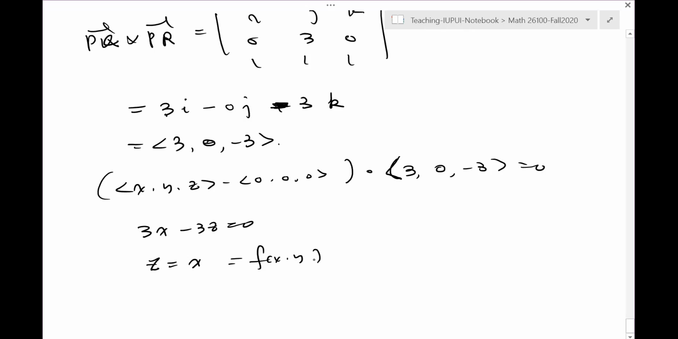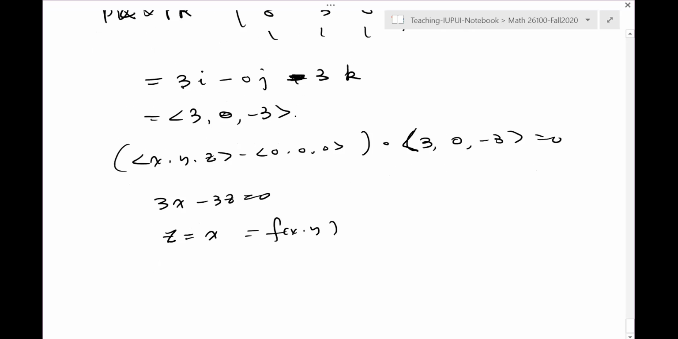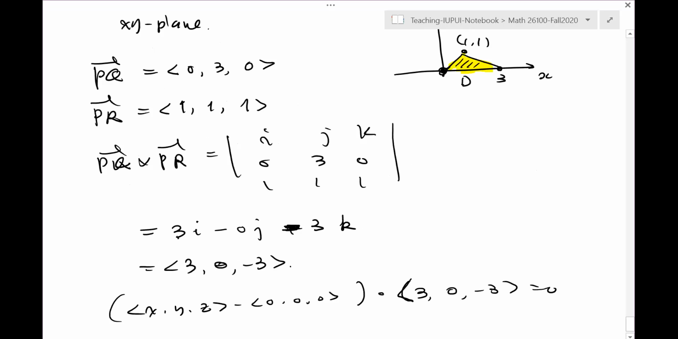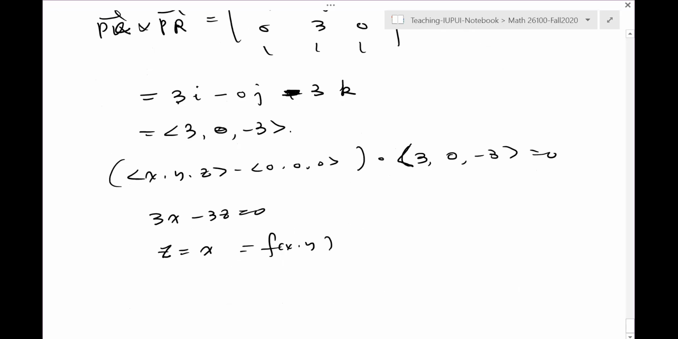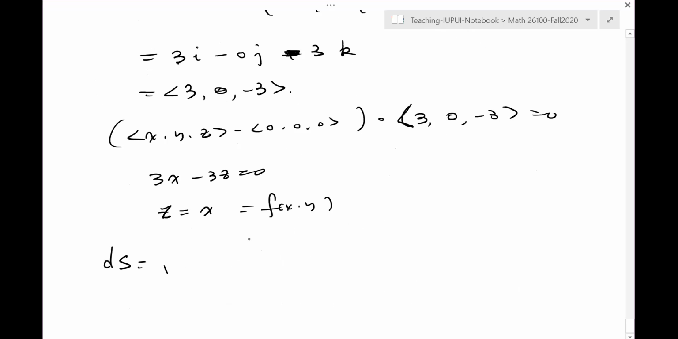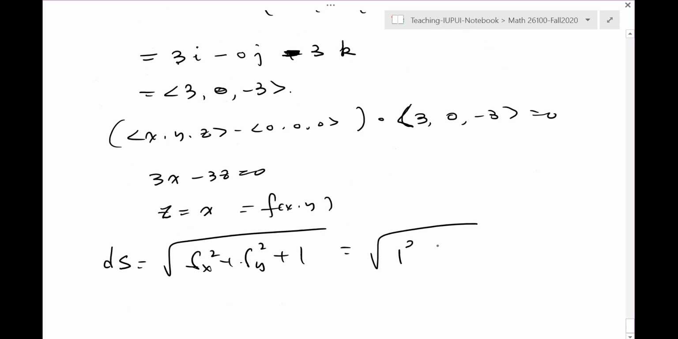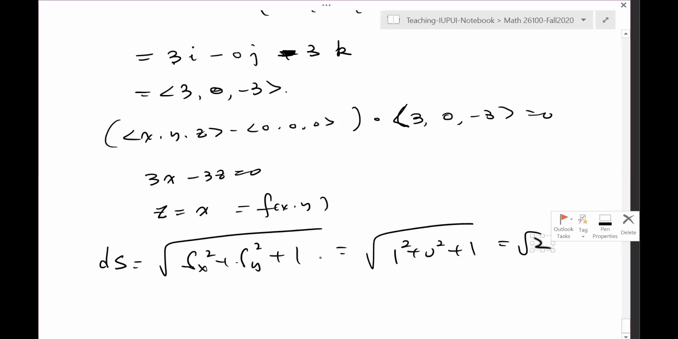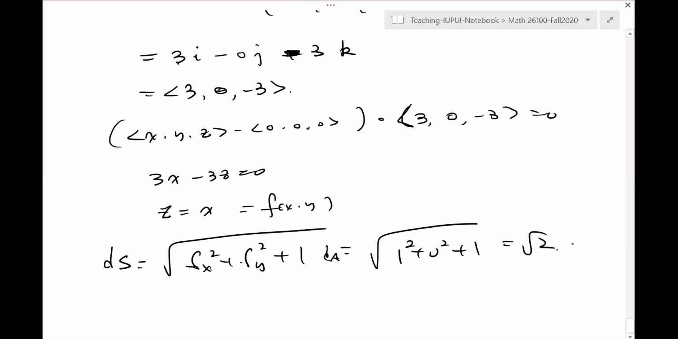Now, for the surface integral, you have to find dS. So dS is going to be the square root of fx squared plus fy squared plus 1. When you differentiate, it's 1 squared plus 0 squared plus 1, which is square root 2. And this is dA.